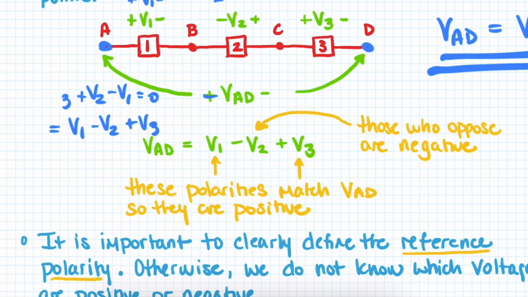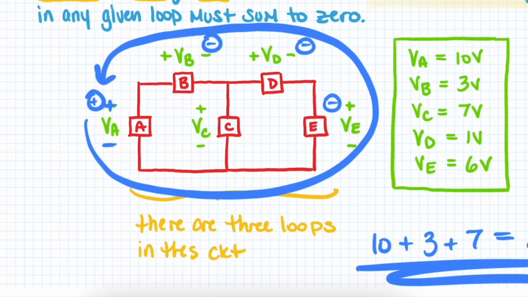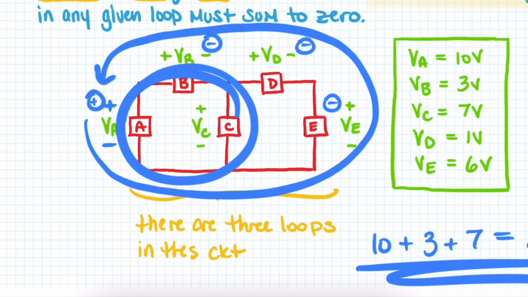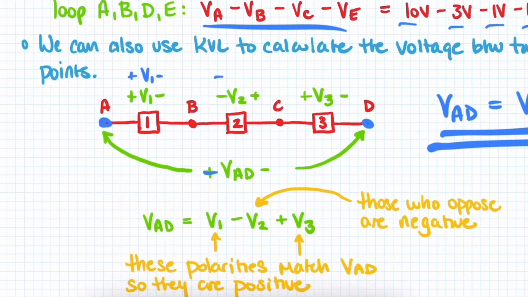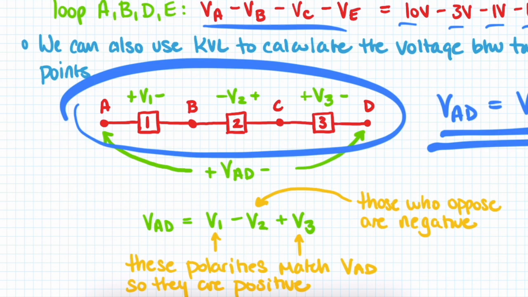So KVL can be used to perform calculations, right? This knowledge that all of the voltages in a loop must sum to 0 is very useful for calculating unknown values. But it can also be applied in a more general form to calculate the voltage differential between 2 points as the sum of other intermediate voltages. The voltage difference between VA and VD is going to be plus V1 because the polarity of V1 matches VAD, and so on.